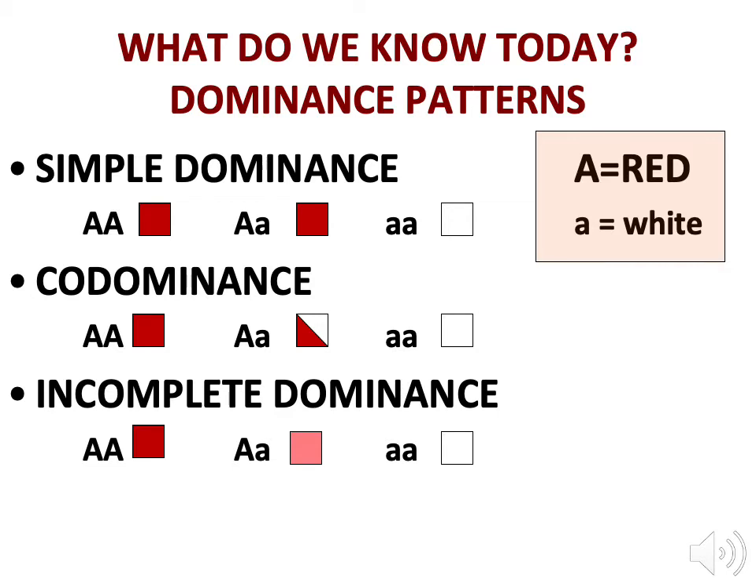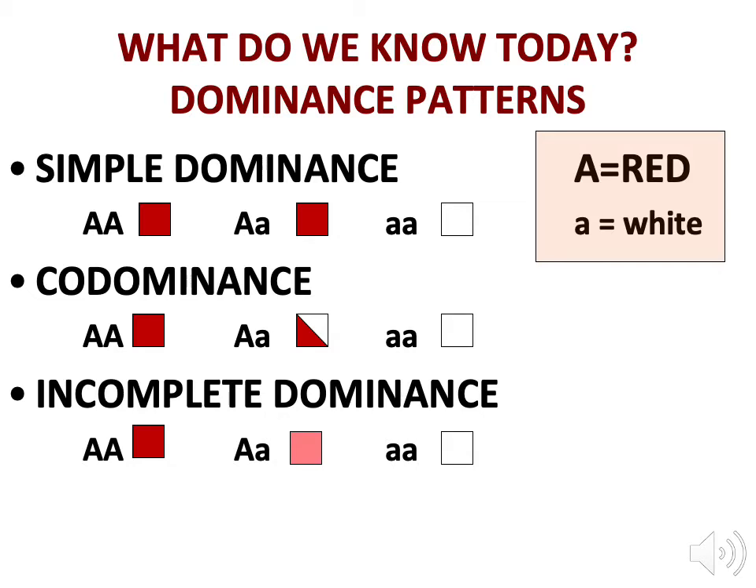Okay, so we're going to assume flower color in this case, and we're going to say the dominant allele, uppercase A, codes for red flower color, and the recessive allele, lowercase a, codes for white flower color. Now, in an example of simple dominance, we would have three possible genotypes: big A big A, homozygous dominant; little a little a, homozygous recessive; or big A little a, heterozygous.